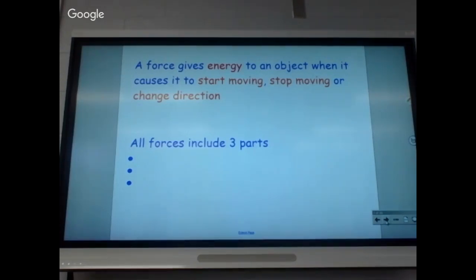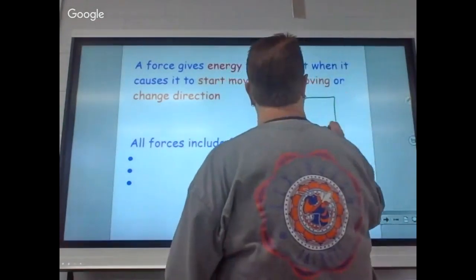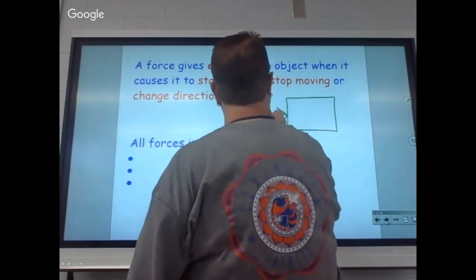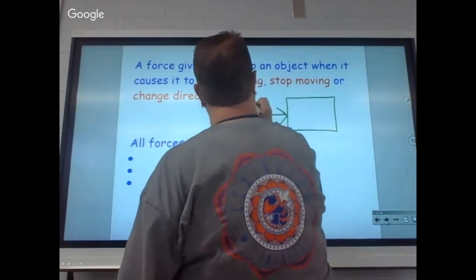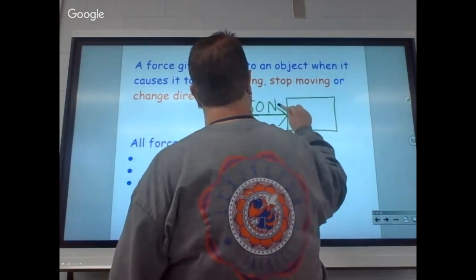Now, when we illustrate forces, a force has 3 parts. So let's just say that I draw this box, and I illustrate my force this way.